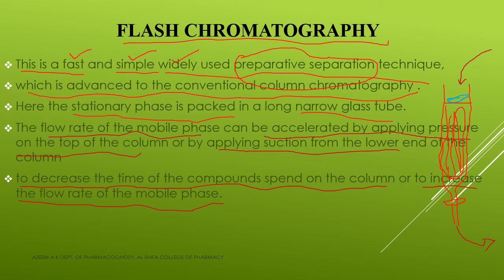So in column chromatography, the compounds will be moving downwards only under the influence of gravity. There is no pressure or suction applied. But in flash chromatography, a pressure should be applied from the top of the column, or suction should be applied from the bottom of the column.